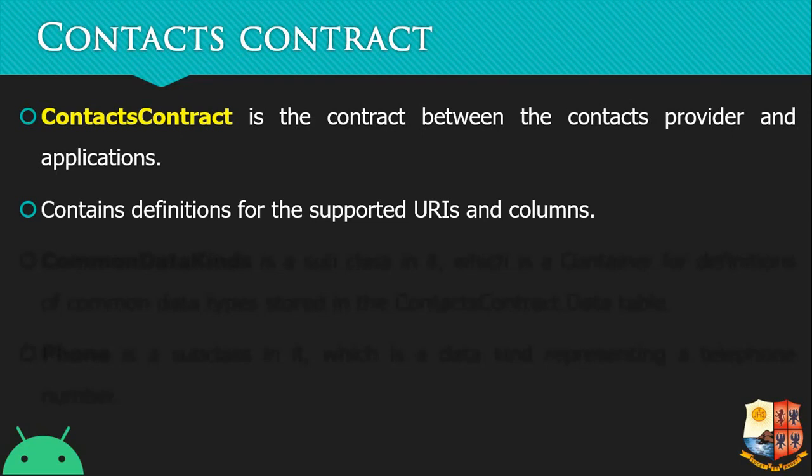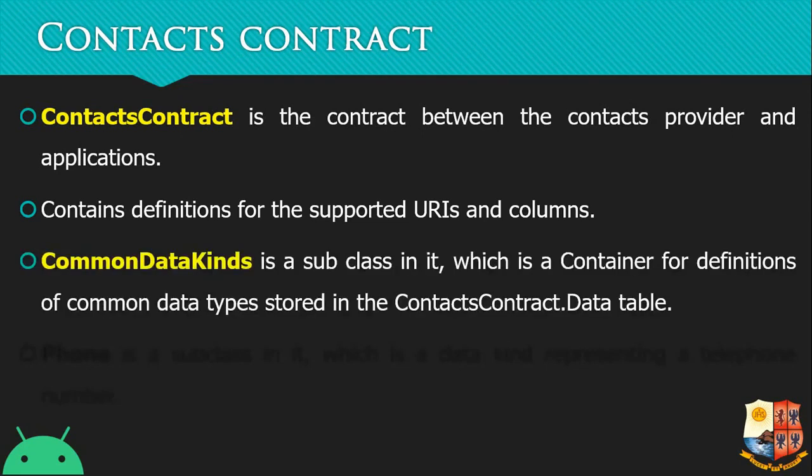Please note the keyword which I'm highlighting. Another keyword which I'm highlighting is common data kinds. Whatever I've highlighted in yellow here is not something which I am creating. It's an inbuilt class name. I'm just explaining what these classes are so that when we write the code tomorrow, it should not be confusing for us. What is common data kinds? It is a subclass inside contacts contract.